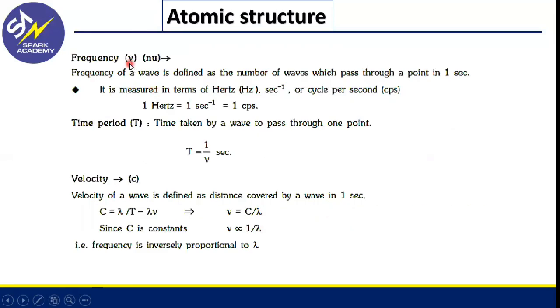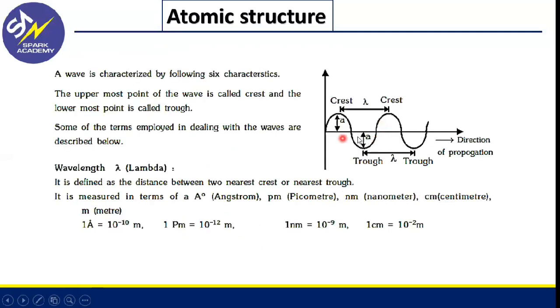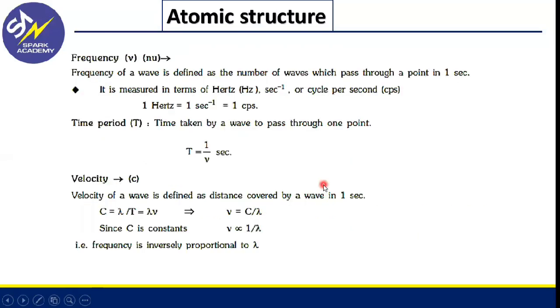The next one is frequency, which is represented by nu. This represents how many waves pass through a point in a single second. So if this is 1 second, there are two waves passing through, isn't it? It is given in hertz, or per second. The time period we generally take is 1 second.